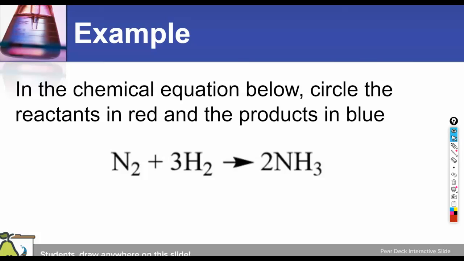All right, so let's start off with this example. In the chemical equation below, it says to circle the reactants in red and the products in blue. Now, you might not be able to circle in the video, but I want you to write in words where the reactants would be in this equation, and what the products would be in this equation. So go ahead and enter that question now.